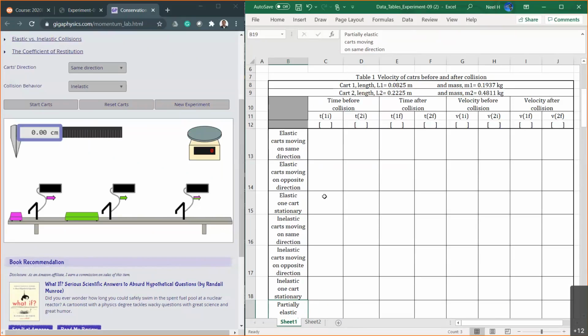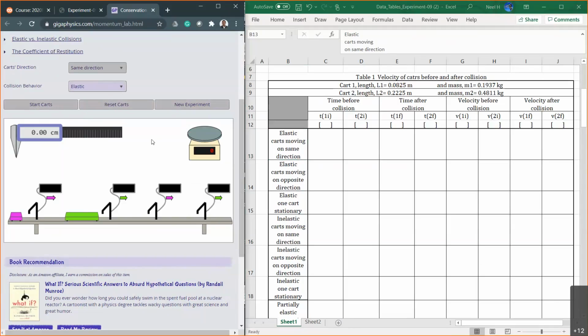Okay, then let's start. If you go into the simulator, a couple of things you can see. On the very top, you will see the car direction. We can keep the same direction. I need to start with the elastic type, same direction. The next one is inelastic. If you click on that, you can change it into elastic, because first we try to understand the elastic. Just below that, you see three different options: start cars, reset cars, new experiment.